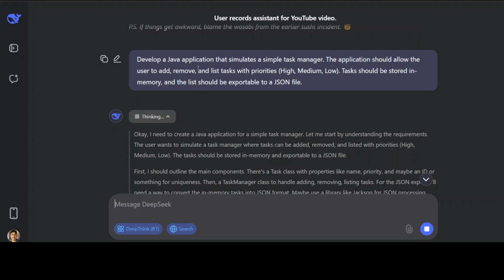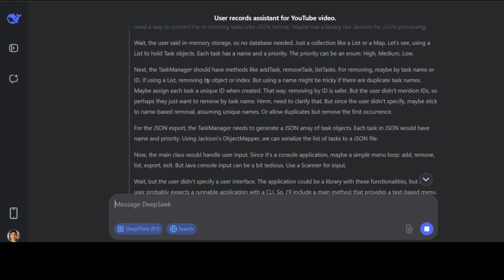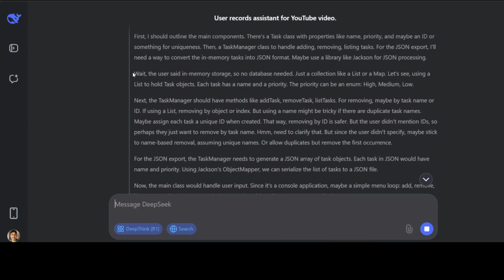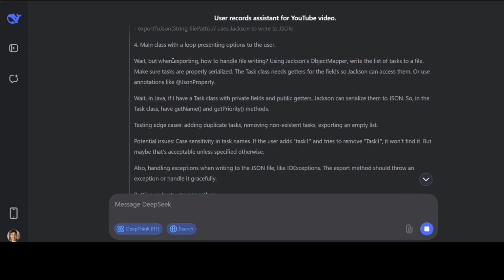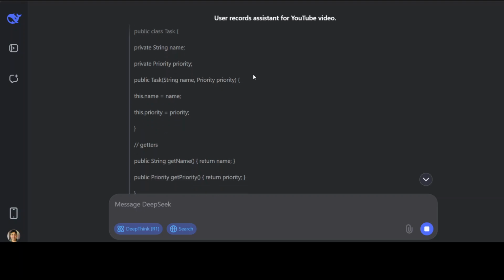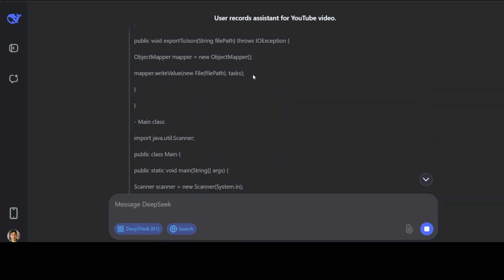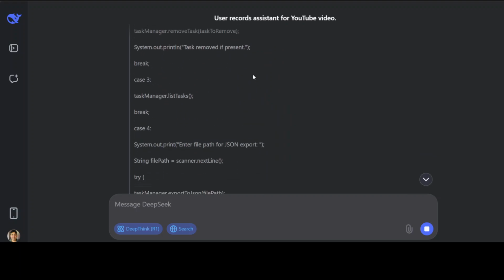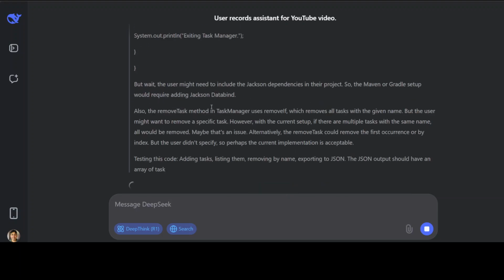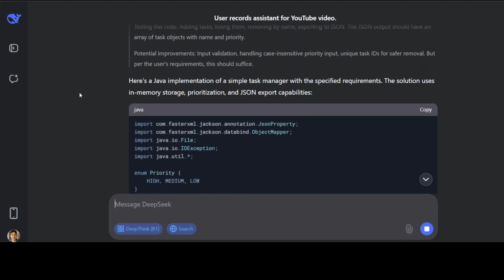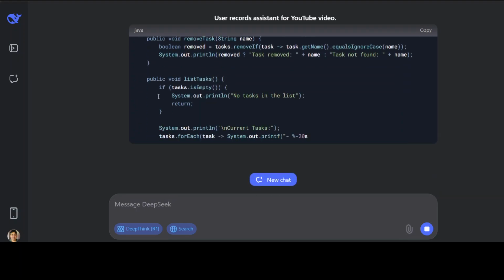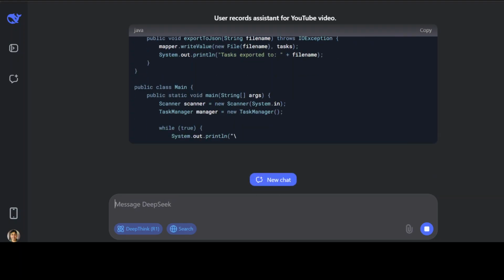I just gave it a task to develop a Java application, which is a task manager, and then it is understanding it, and then you see it is talking with itself that wait, the user said in memory storage, so no database needed, which is quite good. Putting it all together in some sort of pseudocode. There you go, it is writing the code and looks really cool. And then I am hoping that towards the end it is going to self-reflect. There you go, it is self-reflecting, and then giving some implementation in proper way. That's cool.